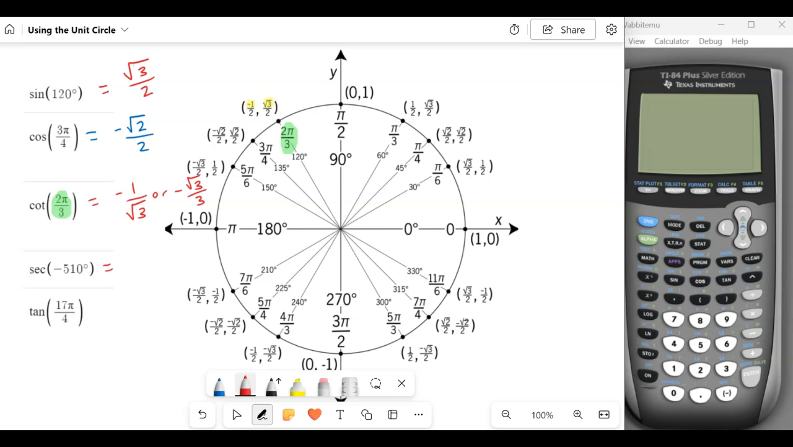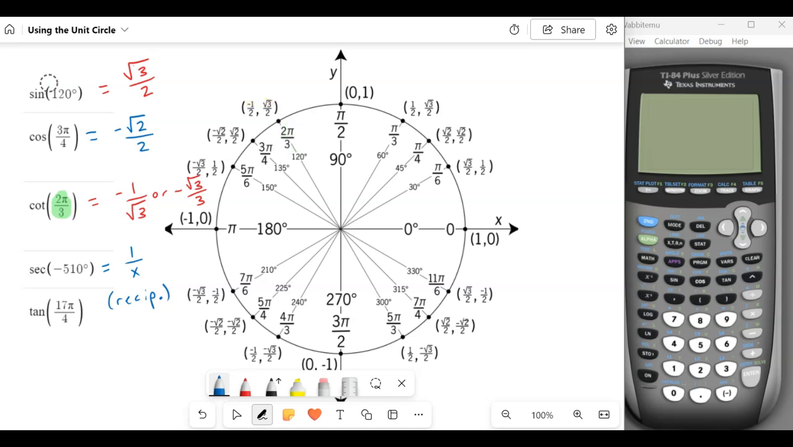All right, secant is the reciprocal of the x-coordinate. So it's 1 divided by x. Let me switch this up. It's 1 over the x-coordinate, or just reciprocal. All right, 1 over x means the same thing as the reciprocal of x.